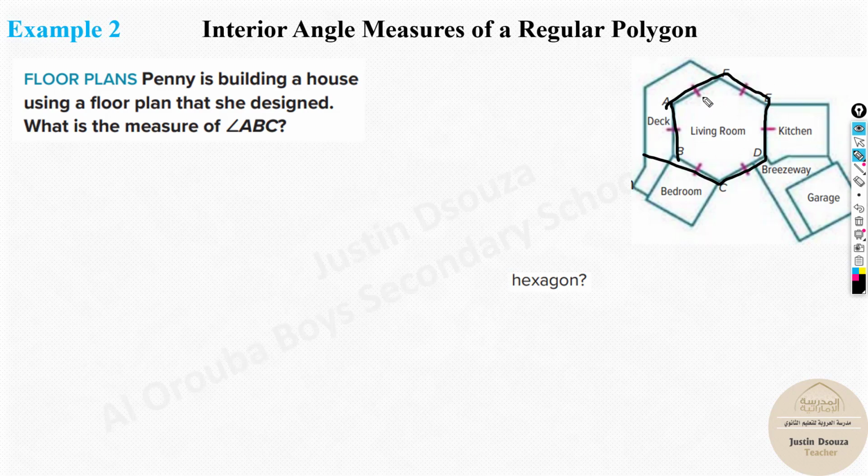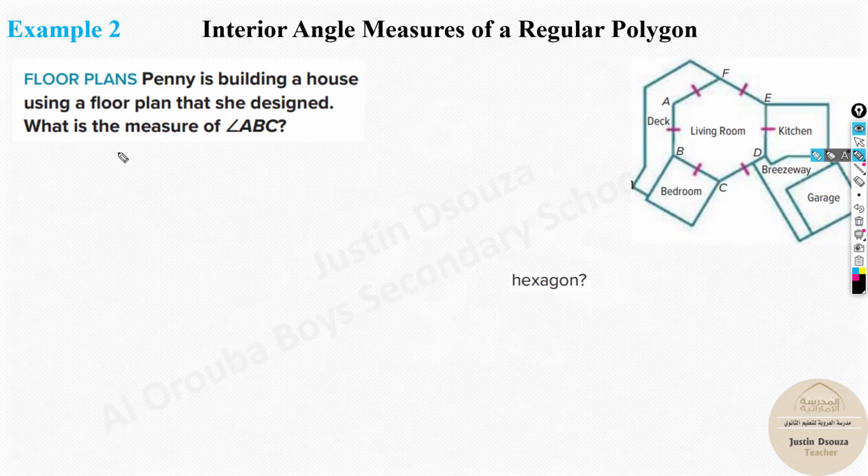Now here, guys, look carefully. There are six sides, but they are marked like this. What does that mean? Whenever those lines are on the sides, that means they are equal. All these sides are equal. It's called a regular hexagon, not just a hexagon. Regular means all the sides are equal.